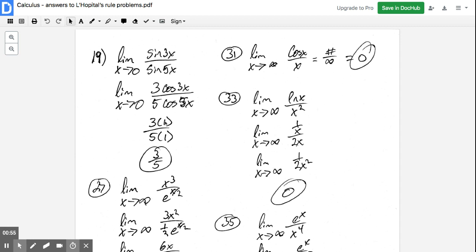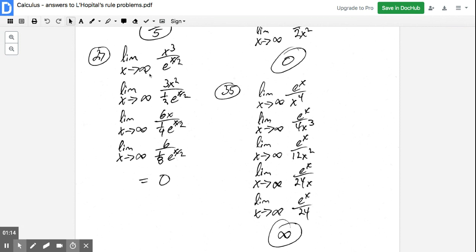Cosine of 0 is equal to 1. So that means 3 times 1 is going to give me 3 in the numerator. And then 0 in the bottom as well. So cosine of 0 is also 1. And 1 times 5 gives me 5. So that means the limit as x approaches 0 of sine of 3x over sine of 5x is equal to 3/5.